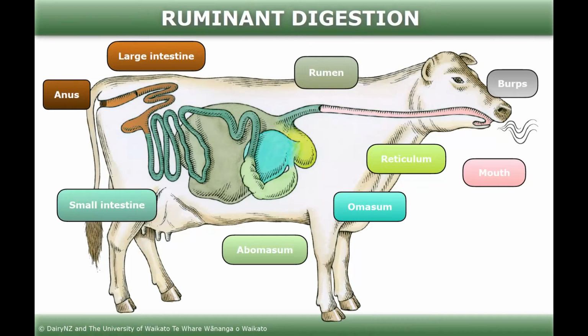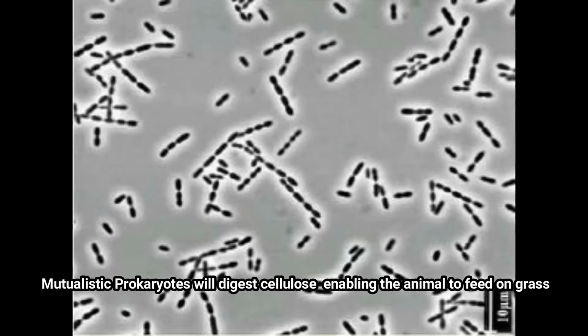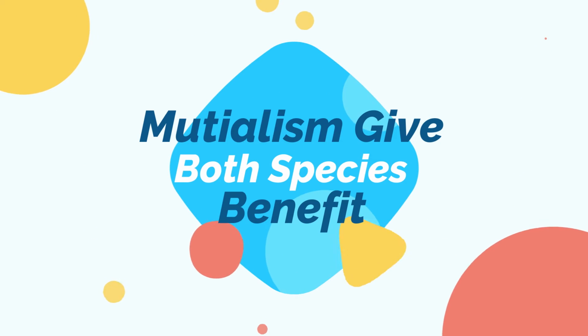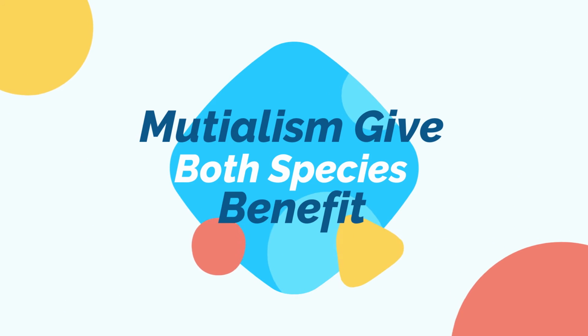Other than that, in the stomach of a goat and cow, mutualistic prokaryotes will digest cellulose, enabling the animal to feed on grass. We can see that the mutualism relationship gives both species a benefit.